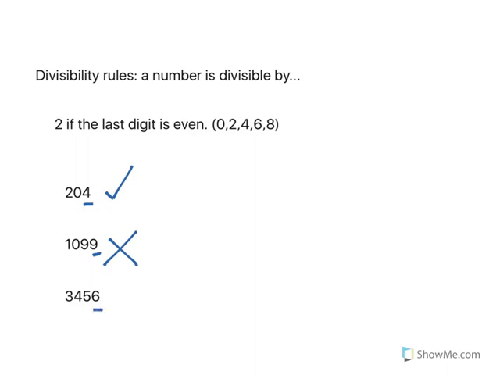3,456 ends in a 6. The 6 is even, so this is divisible by 2. That's a pretty easy one. You just have to remember 0, 2, 4, 6, and 8.